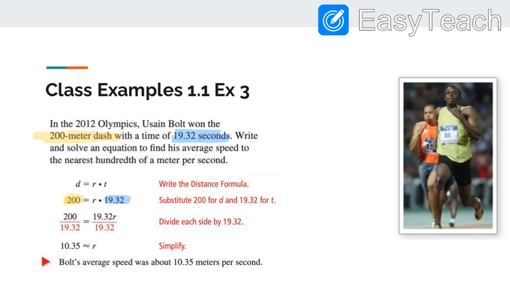So now we're left over with 200 equals 19.32 times r. Again, these two things are multiplied by each other because they're next to each other. We divide, so it cancels out. So we get 200 divided by 19.32 approximately equals 10.35. Again, this squiggly line is approximate because it's probably not exactly right on, but because we were asked to find the nearest hundredth, it's no longer exactly equal as it's an approximation.